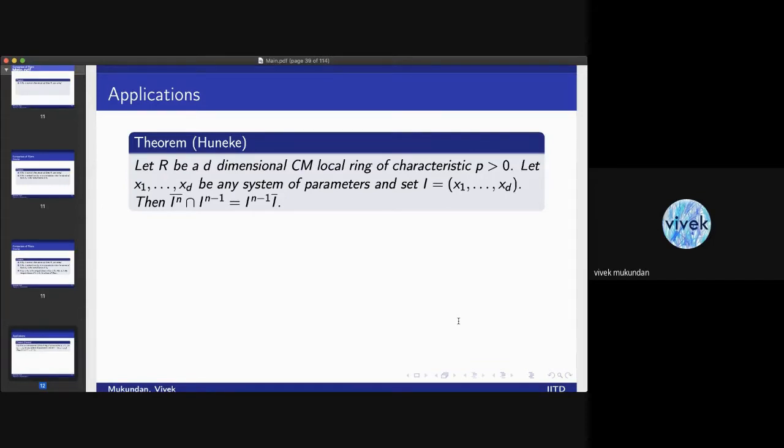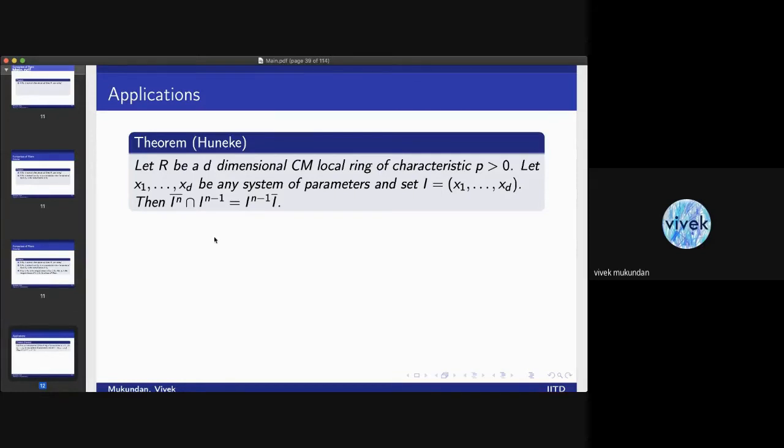One of the first problems I'd like to show you is the Huneke-Itoh result, which says that if you have a d-dimensional Cohen-Macaulay local ring of characteristic p, and if you have a system of parameters x_1, ..., x_d, and I is generated by them, then the integral closure of I^n intersected with I^(n-1) is the product of I^(n-1) and the integral closure of I.